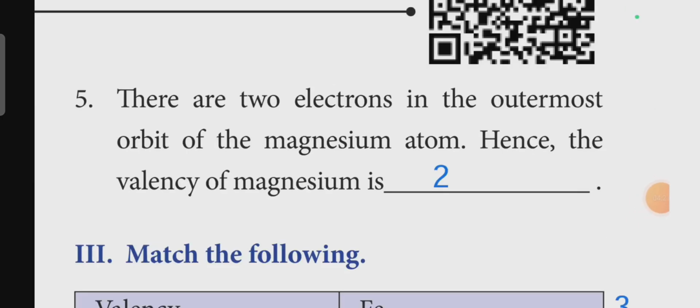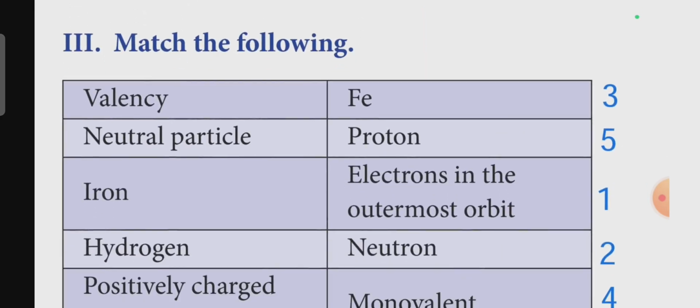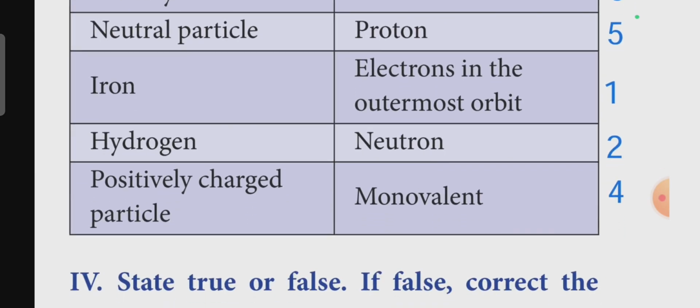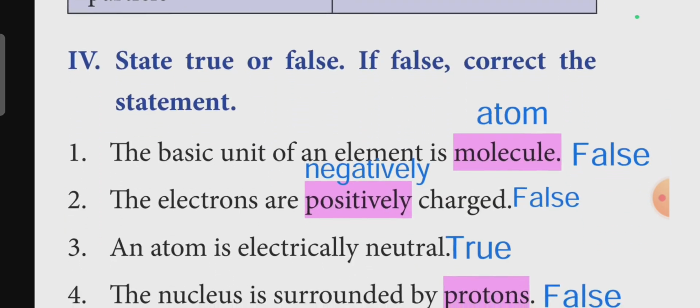There are 2 electrons in the outermost orbit of the magnesium atom. Hence the valency of magnesium is 2. Match the following. Valency, electrons in the outermost orbit. Neutral particle, neutron. Ion, Fe. Hydrogen, monovalent. Positively charged particle, proton.